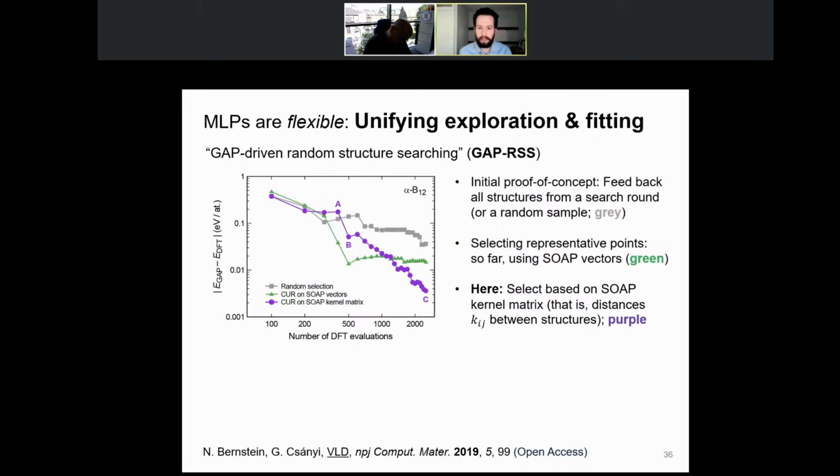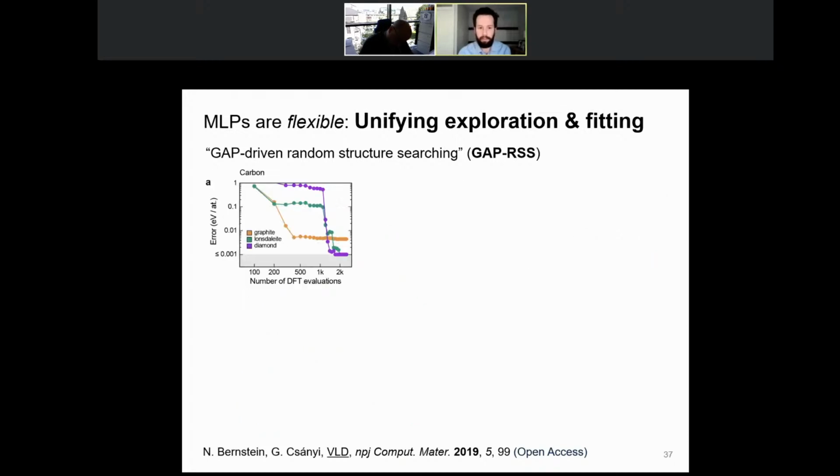You can see here again, so we've revisited the problem of alpha boron, and you can see, in fact, if you just randomly add points back into your database, it takes quite a lot of time to do that automatically. If you include a proper selection step, which is the best one is shown here in purple, you can see how gradually the algorithm does discover this quite interesting structure. You can then do that for a range of materials.